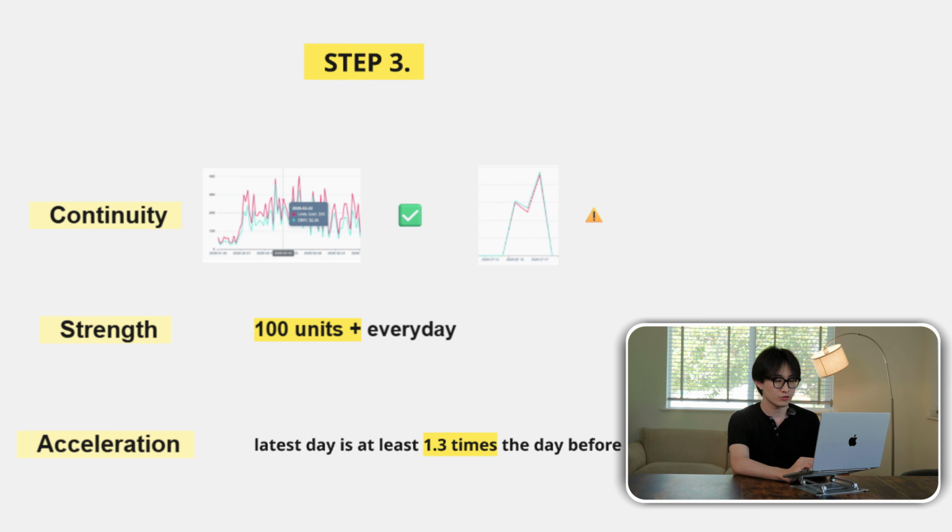And step 3, we need to check the last 7 days of sales day by day. There are 3 things. First, continuity. At least 5 of the 7 days selling at a similar level. We don't want a sudden spike that just drops right back. Then strength.